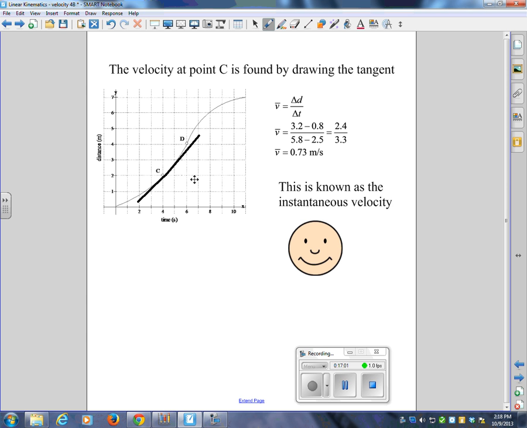So, if you were to draw a tangent line at C, you would have to extend your line out, find points. That 3.2 is about there, and about there somewhere, I think. Right? You find 2 points on that tangent line, and then do what? Find the slope. And this, my friends, is known as the instantaneous velocity.